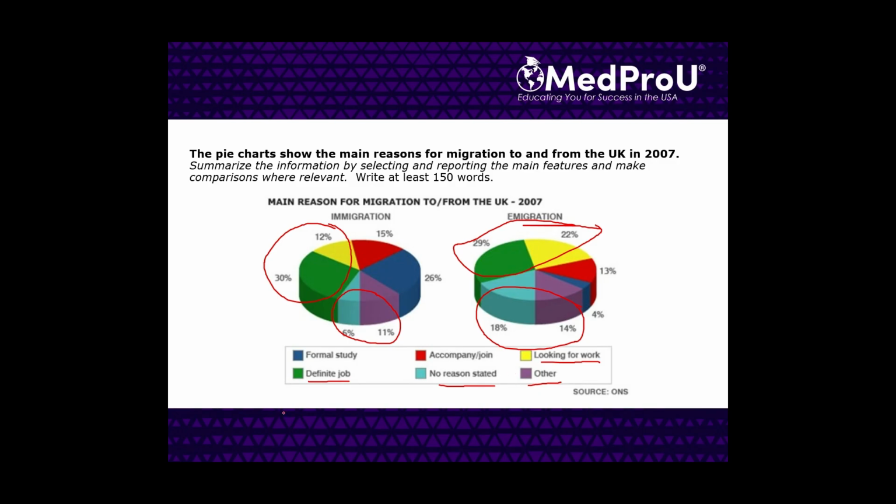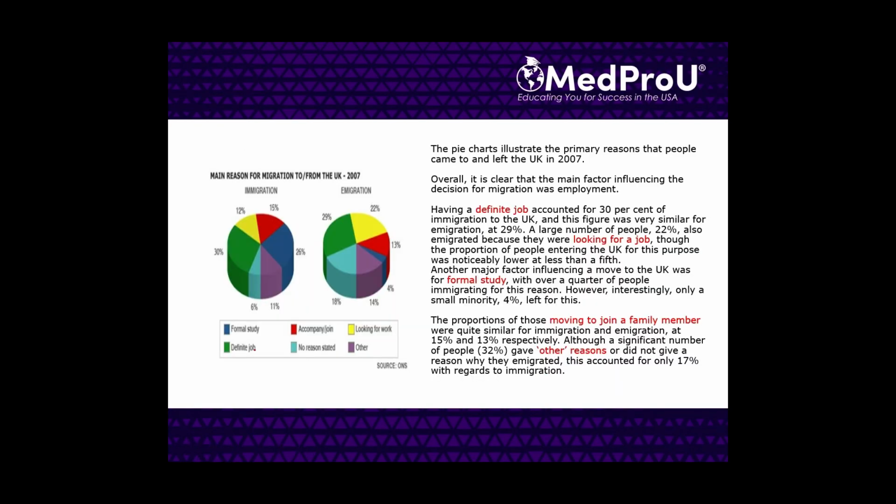So the pie charts illustrate the primary reasons that people came to and left the UK. Overall, it is clear that the main factor influencing the decision for migration was employment. So now, okay, having a definite job accounted for 30% of immigration to UK. Okay, so this one 30%. And then we make comparisons. Let's go to the emigration.